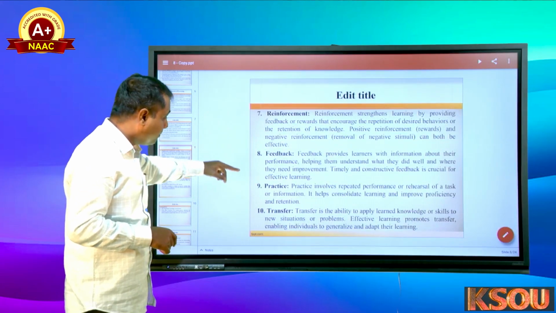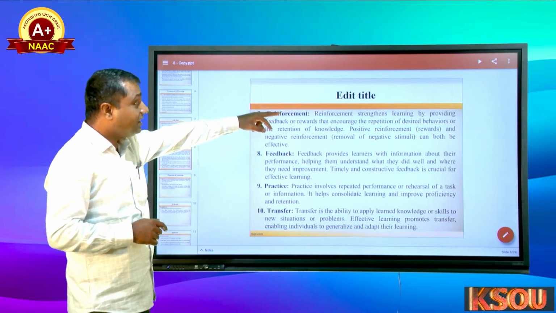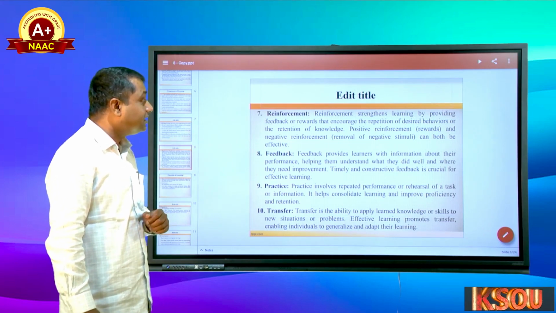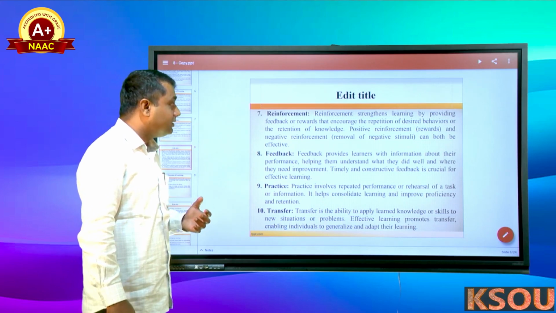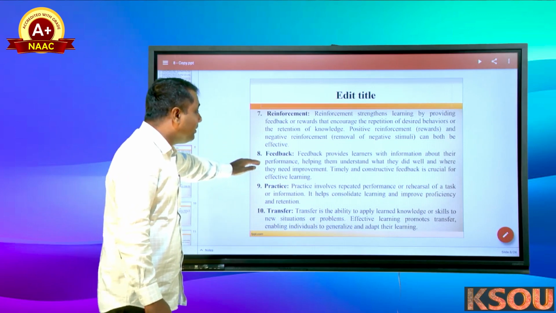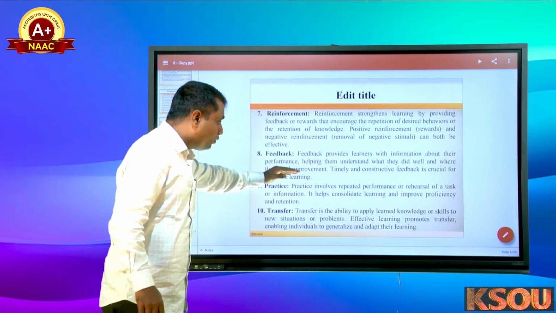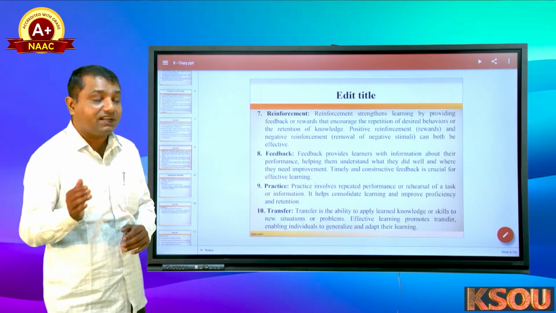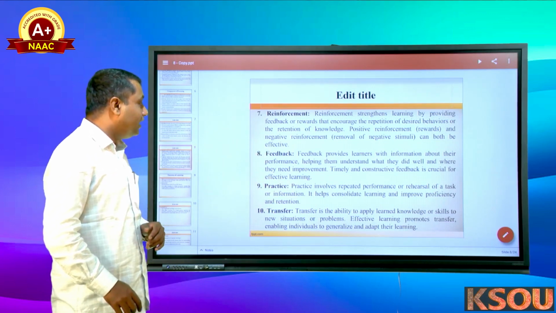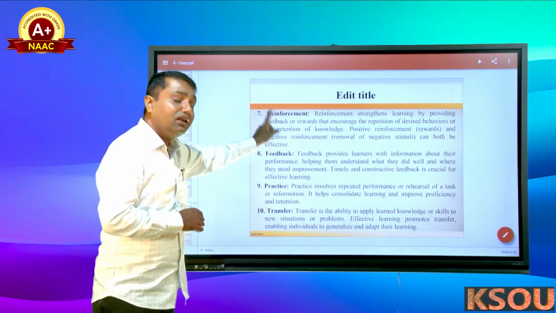Reinforcement, feedback, practice and transfer. What is reinforcement? It strengthens learning by providing feedback or rewards that encourage the desired behavior and retention of knowledge. It also means the removal of negative stimuli. Feedback provides learners with information about their performance. Practice involves repeated performance or rehearsal of a task or information. It helps consolidate learning and improve proficiency and retention of knowledge or information.